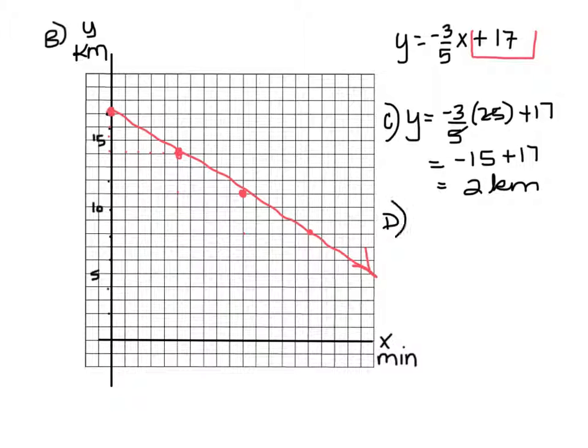D asks what the slope and the y-intercept stand for. Well, the y-intercept, which is the ordered pair 0, 17, stands for at 0 minutes, I'm 17 kilometers. Well, let's be a little bit more specific. Okay, I am 17 kilometers from home.